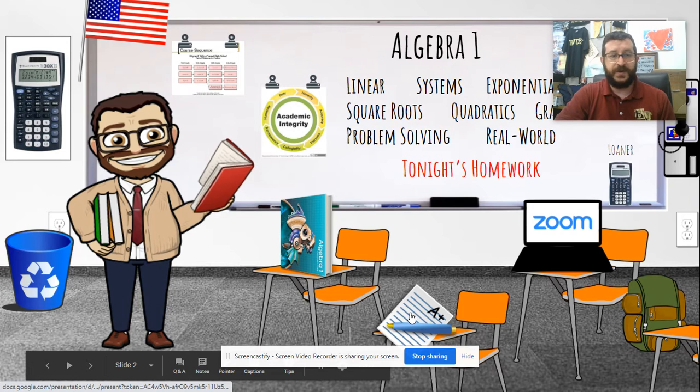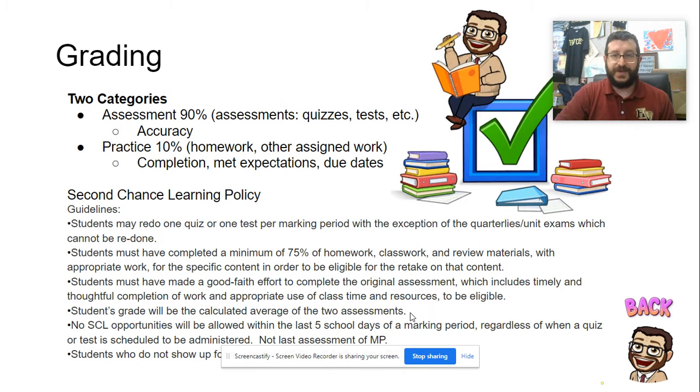Let's talk about what parents really want to know. What are the grades based off of? I have 2 categories for grades: assessments and practice. They are weighted. 90% of the grade is based on your students' tests, quizzes, other graded assignments that are graded based on accuracy. The other 10%, the last final 10%, is practice, which we call homework, other assignments. That's graded based on completion, that it's met the expectations, it's turned in before the due date.